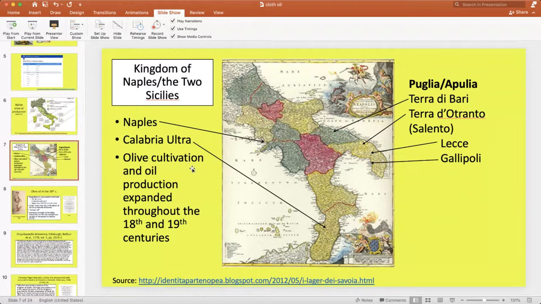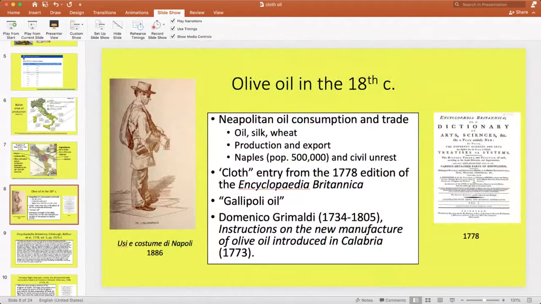As I mentioned, 18th century Neapolitan oil production is the highest in the world. They're the most important exporter of oil, which I'll talk about in a moment. And indeed, there was encouragement from the royal administration to expand growth of and plant more trees, and that goes on throughout the 18th century and into the 19th century, with an interruption for the Napoleonic wars and periods. But let's talk first a little bit about the 18th century.